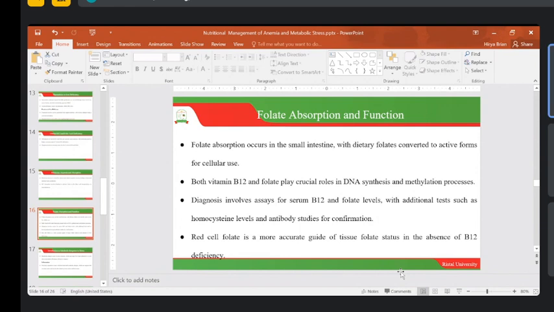So both this folate and the B12 play crucial roles in DNA synthesis and also the methylation process. Diagnosis involves assays for the serum B12 and also the folate levels, and also additional tests such as the homocysteine levels and the antibody studies for confirmation of these levels of nutrients, B12 and folate. So the red cell folate is a more accurate guide for the tissue folate status in the absence of B12 deficiency, really.